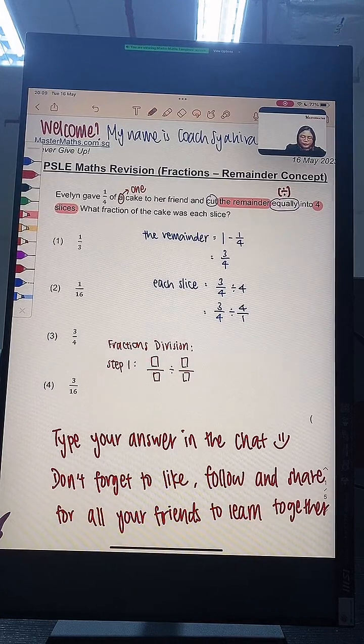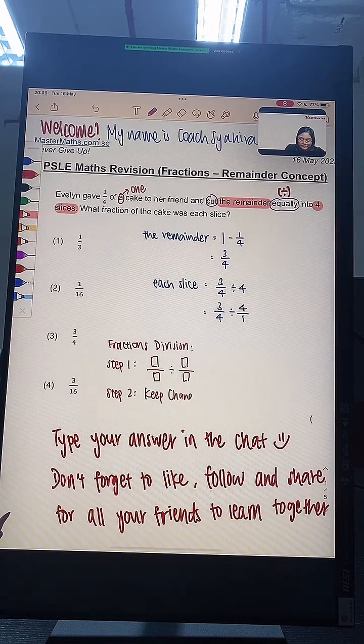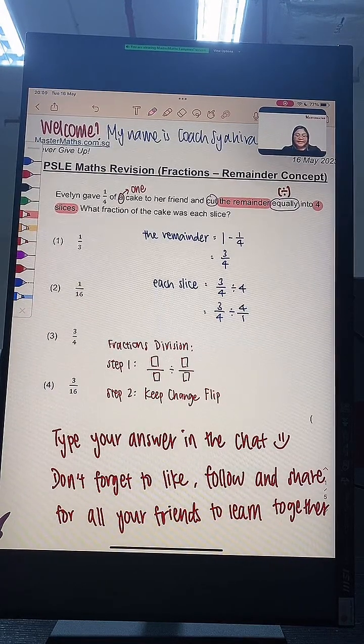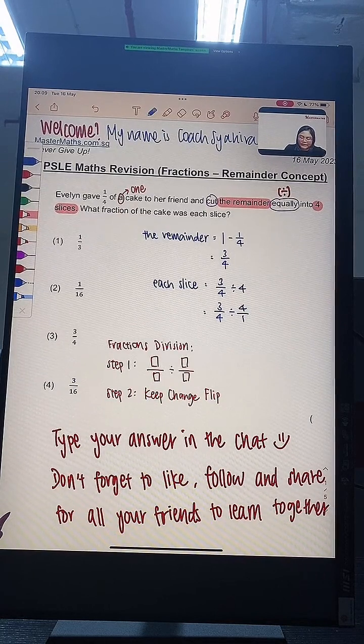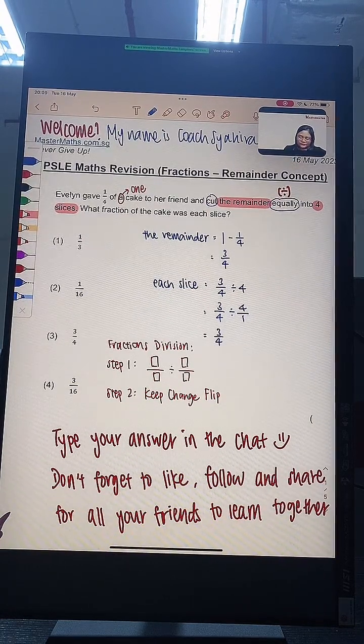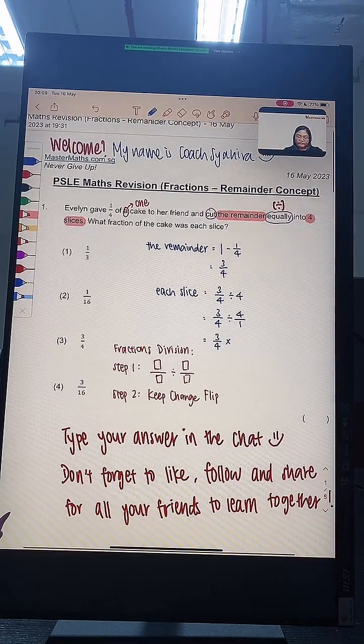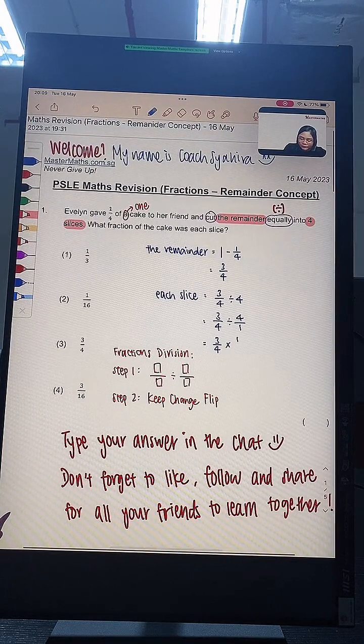Step 2, we are going to use this method called KCF: keep, change, flip. I understand that some schools teach it as KFC. That basically means the same thing. What we want to do here is keep the first fraction, change the divide into a times, and then flip the second fraction. So basically we are looking for the reciprocal. When we flip, we are looking for the reciprocal, and that would be 1 out of 4.